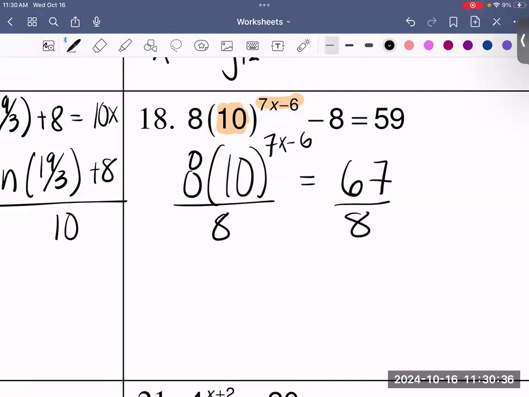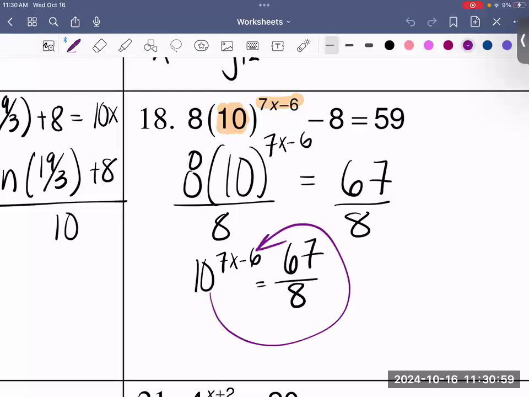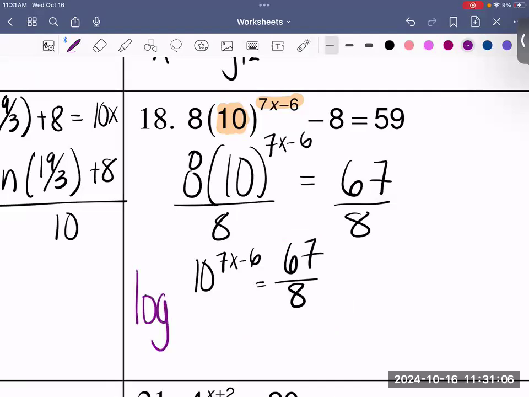Divide by 8 here. So we get 10 to the 7x minus 6 is equal to, let's see, this being divided by 8, I don't believe reduces any further. No, 67 over 8. So we have here a base of 10. So whether you want to do the swoop method or the logarithm inverse property, when we go ahead and write your logarithms, not your natural logs.